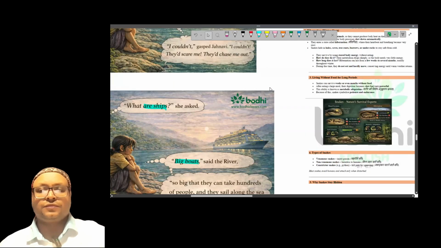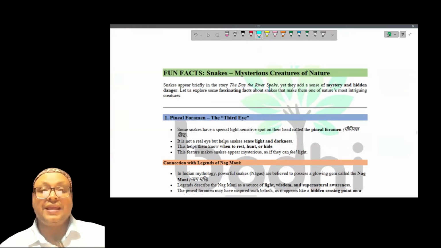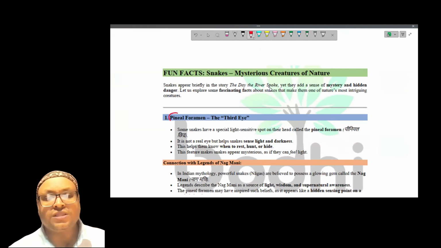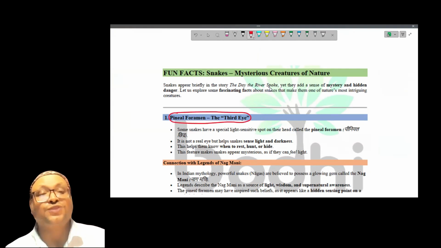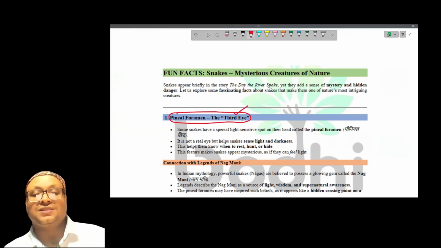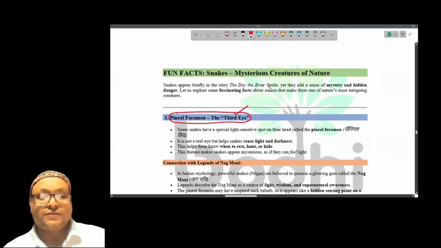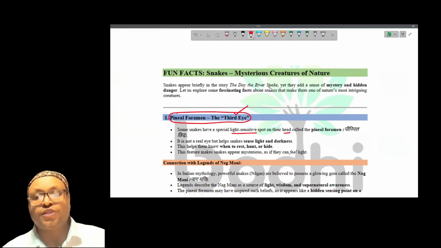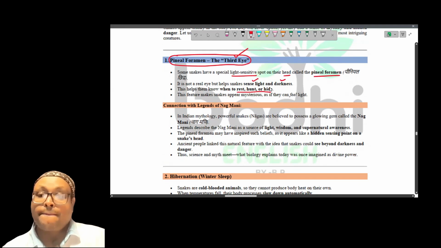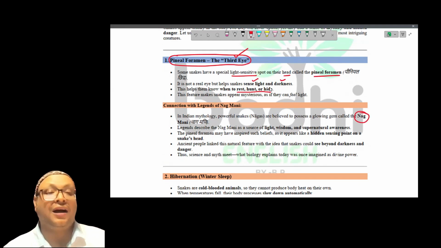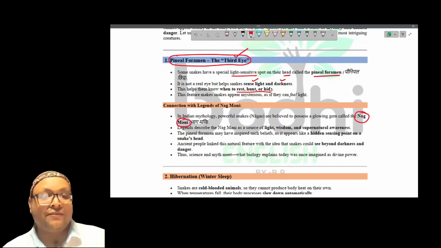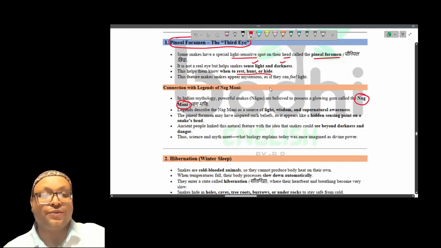Look at here now. Some fun facts we have brought here about the snake. The famous thing about the snake you should study about is the pineal foramen. What is the pineal foramen? This is also called the third eye. Something very mysterious and mystical it looks like. Now, there is a light-sensitive spot on the head of the snake. This is called the pineal foramen. It is used by snakes to sense light and darkness, and this helps in many other ways also, right? But in tradition, it is believed that the pineal foramen is connected with Nagamani. We don't have any evidence of Nagamani. There could be one, there could not be one. As nobody has found it, we can't believe in this.